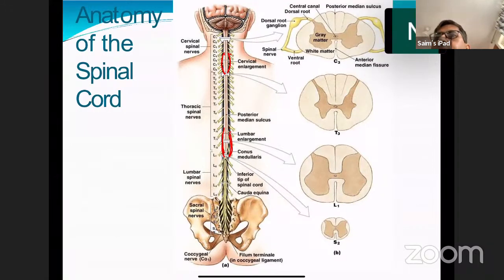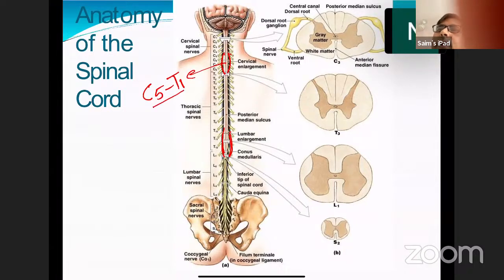Okay, so just for the time being, अभी हम ये देखते हैं कि ये जो cervical enlargement है, ये हमें किस region में मिलता है? ये हमें मिलता है C5 to T1, C5 to T1 spinal nerves. Okay, they show from where they arise in the spinal cord, they show an enlargement.